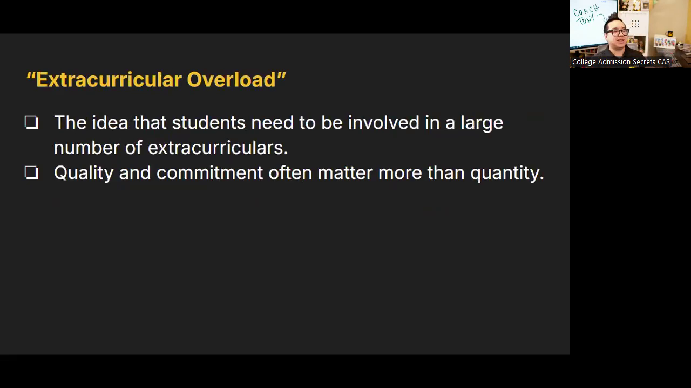Right? People think another myth is extracurricular overload, that you have to do a lot of things. And the thing is, quantity is important to a certain level, but what matters more is going to be the quality and the commitment to the things that you are doing.